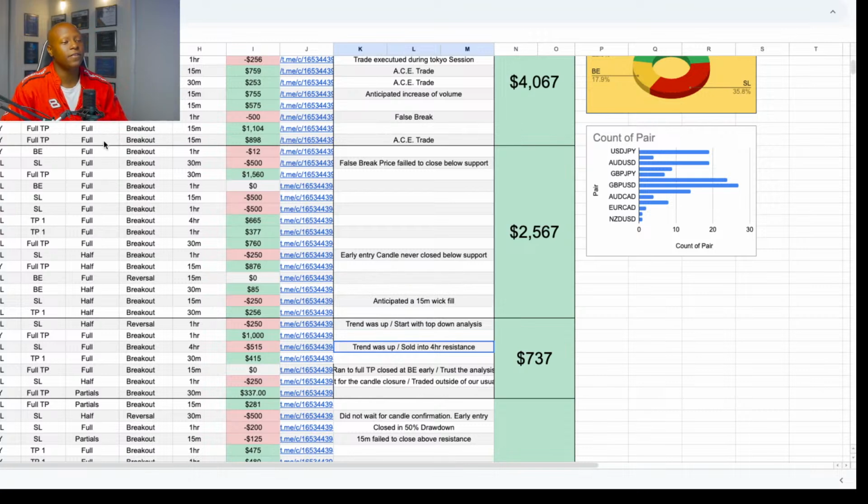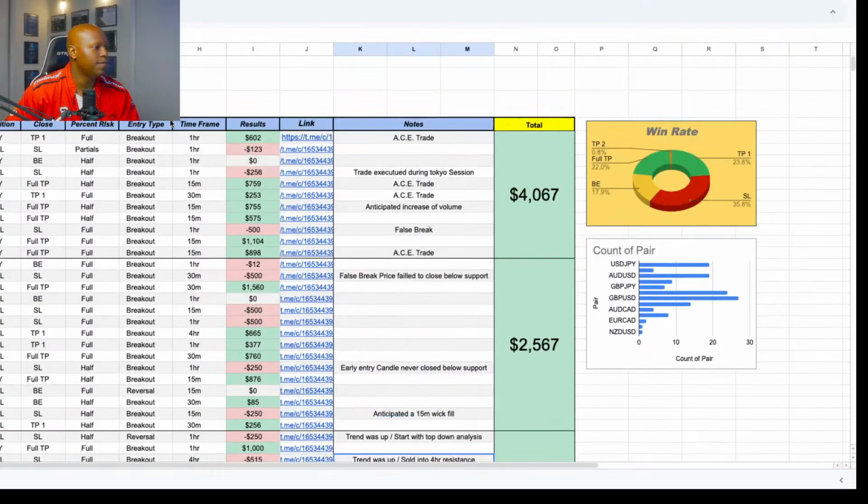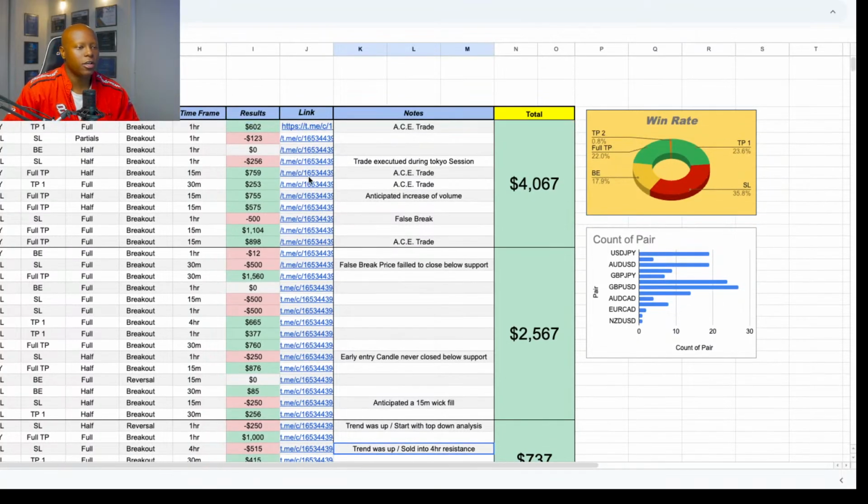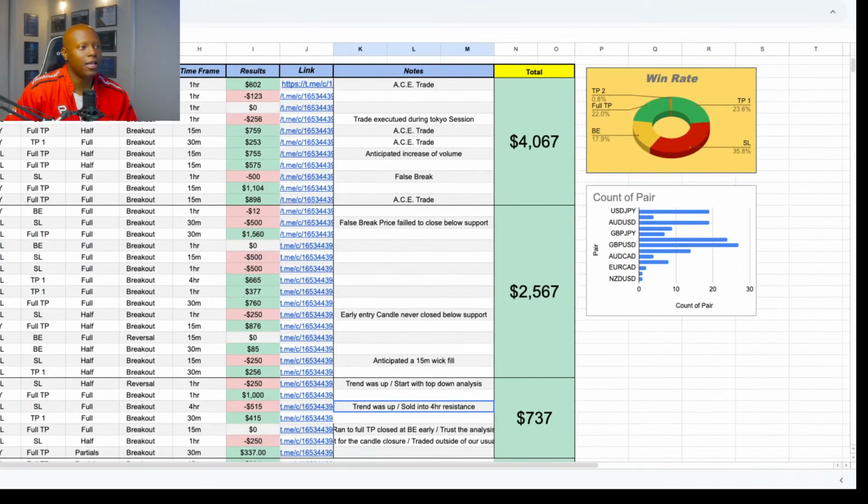I don't have a video on my step-by-step journal, but you guys can get the journal absolutely free, and you guys can just log your trades. And it comes with the Ace Trader checklist.